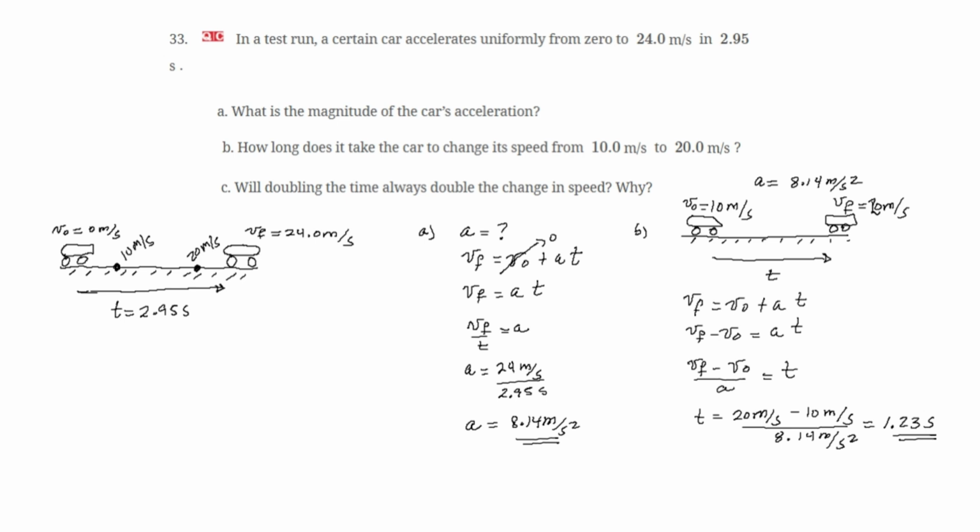If you get a number here that is greater than 2.95 seconds, you should realize that there is something wrong. Because if going from 0 to 24 meters per second it took 2.95 seconds, to go from 10 to 20 meters per second you have to take less time. So you don't know the value when you make this quick analysis, but you know that it needs to be smaller than 2.95 seconds.